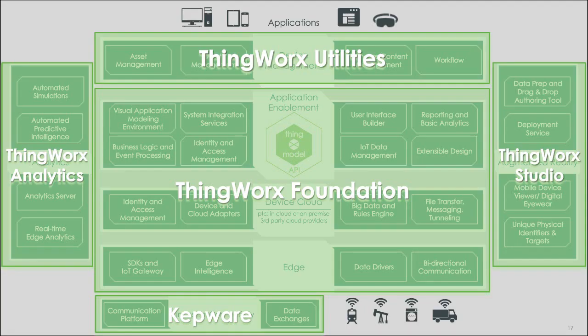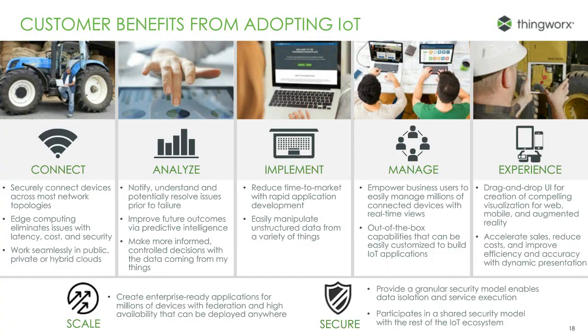So I talked about all the different component pieces, and I think that having the different things, whether it be the Kepware, whether it be our foundation that provides everything from the edge connectivity through to the application development, our studio for AR, our analytics, and our utilities, having all this stuff more tightly integrated allows organizations to do some very interesting things. And there's benefits to adopting a platform like ThingWorx, whether it be the ability to connect to almost anything, to analyzing, to quickly implementing data, managing actual devices in an organization, and providing new, more meaningful experiences for end users.